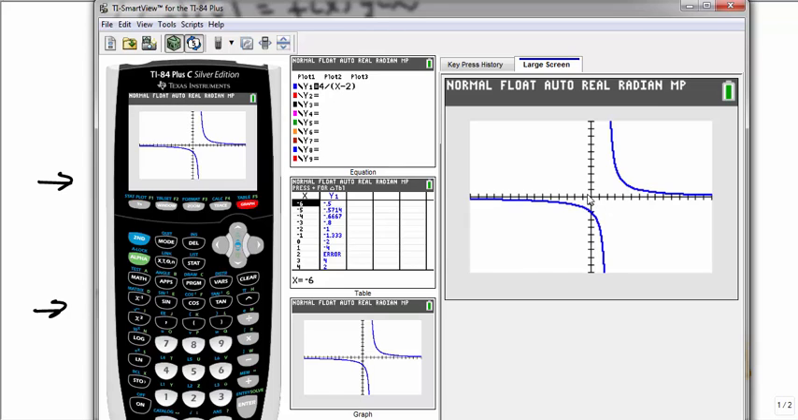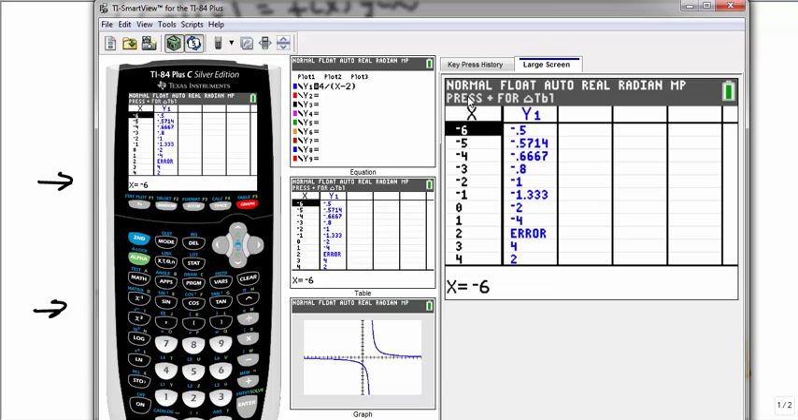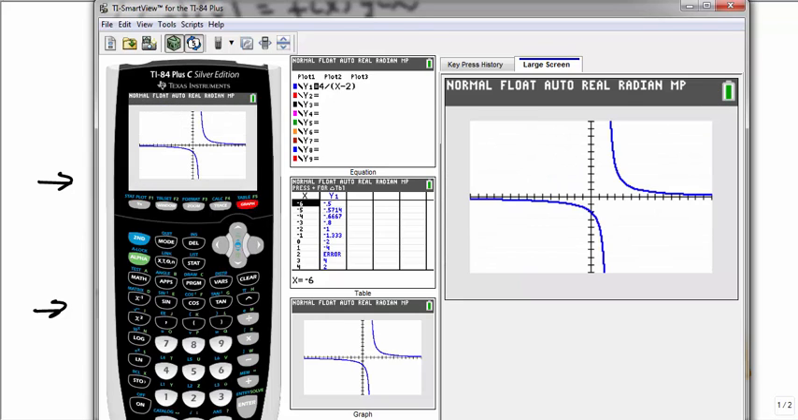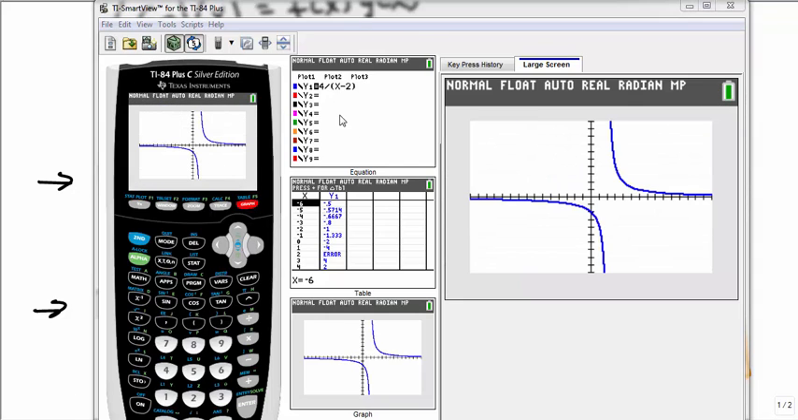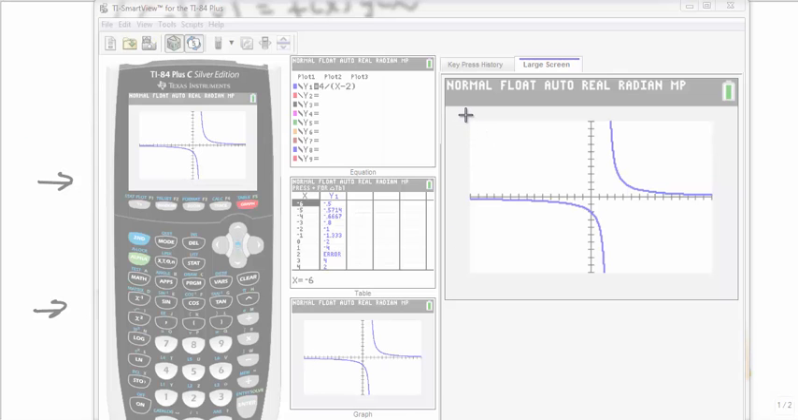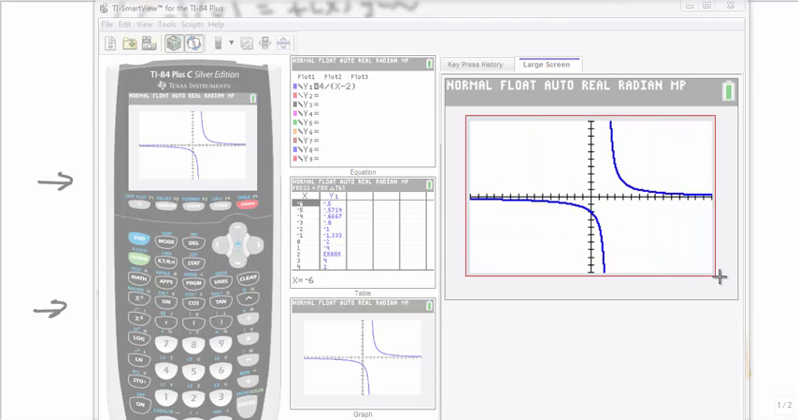So if I look over here on my table, if I go second table and look at these values, I can see I have a problem here at 2. That's where it says error. So that's why this is showing me again that x cannot equal 2, because I have an error there. Now, our calculators we have to be careful of, because when they graph, they're really only playing dot to dot. They don't know any better, so sometimes they connect points that shouldn't be connected, and in this case they didn't.